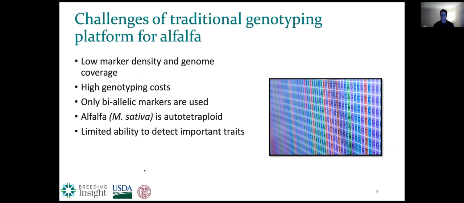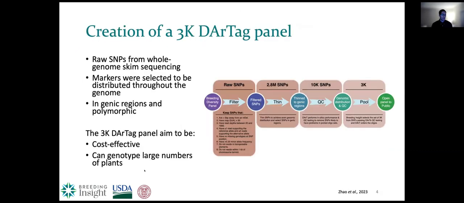trait associations. This is what led to the development of the DArTag panel, because it's a targeted, reproducible, low-cost option for sequencing in alfalfa. A difficulty with traditional SNP markers is that alfalfa is an autotetraploid. Breeding Insight, in collaboration with USDA ARS alfalfa breeders and Diversity Arrays Technology, have developed a 3,000 SNP DArTag panel that overcomes the limitations of these traditional SNP markers.